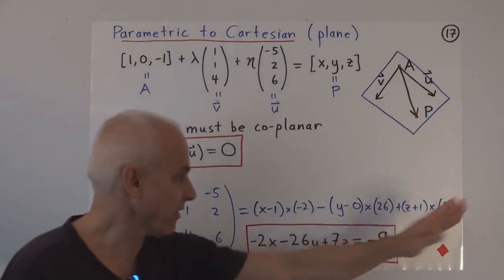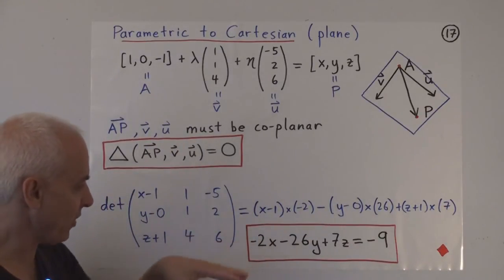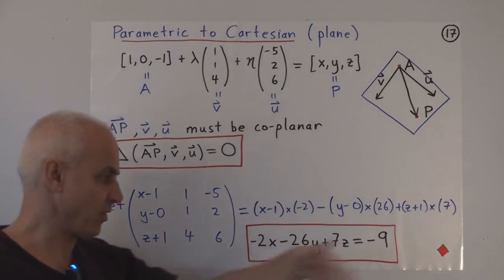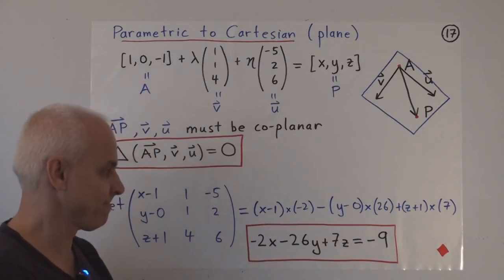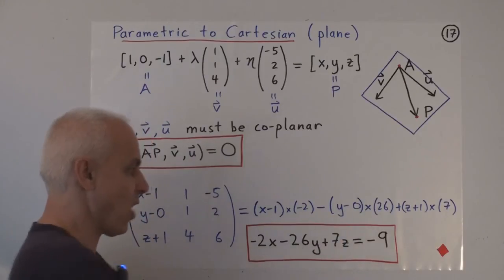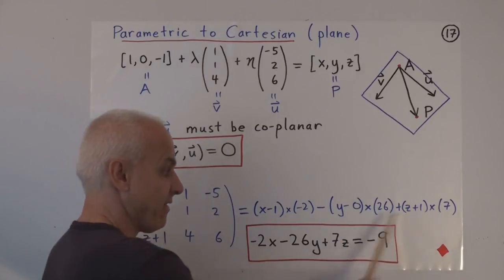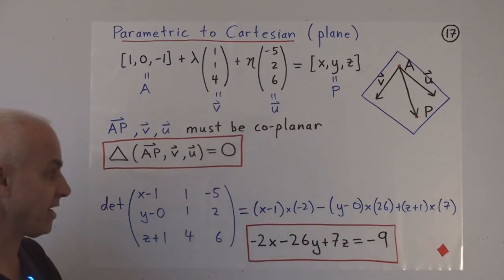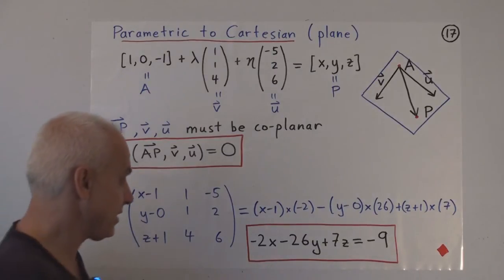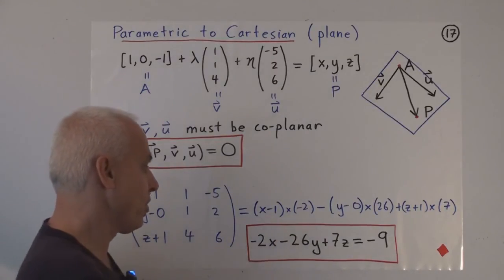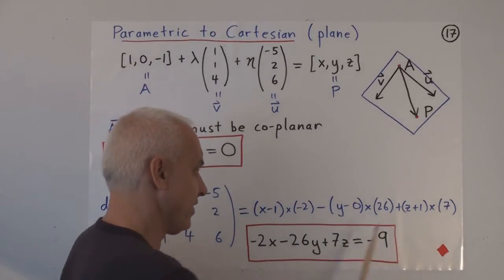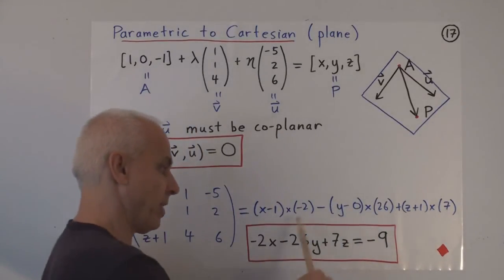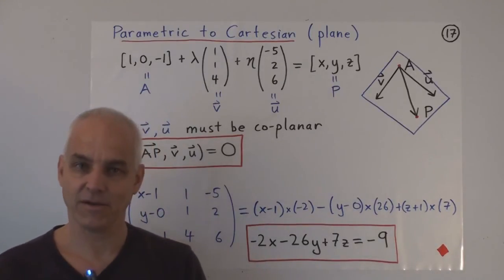So if we set that equal to 0, then collect all the x, y's, and z's on one side and all the constants on the other side, what do we get? We get minus 2x minus 26y plus 7z on the left-hand side. And on the right-hand side, over here there's a 2, there's 0 here, and 7, so there's altogether a 9 here. When we bring it to the other side, we'll have minus 9.